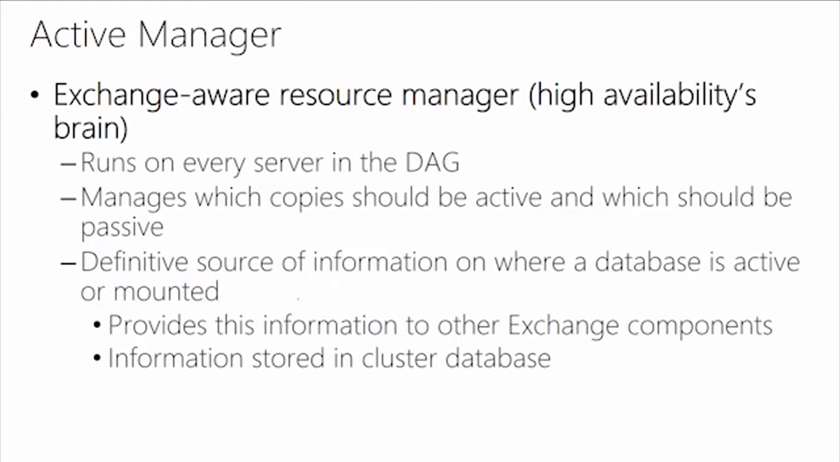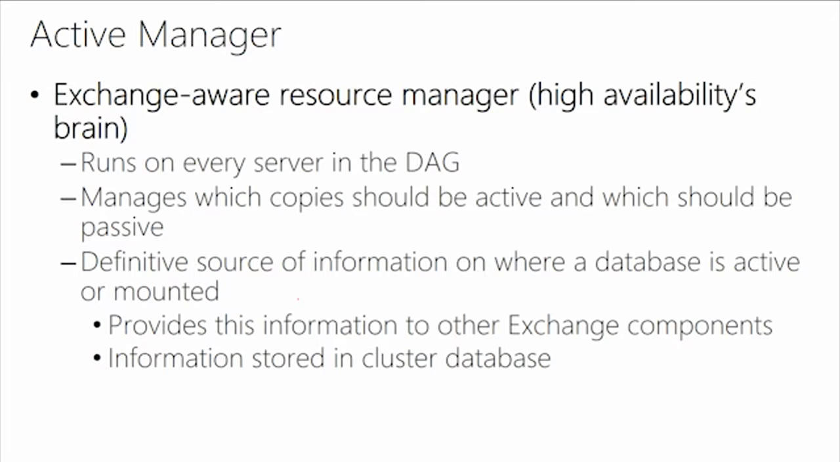The Active Manager is the brain inside of Exchange that allows you to decide which databases are currently mounted, which ones are active. So this is the resource manager of high availability. It runs on every server inside the DAG, and one of them is called the primary active manager, and this is the one that is actually running the cluster resource, and the others are the SAM, the secondary active manager.